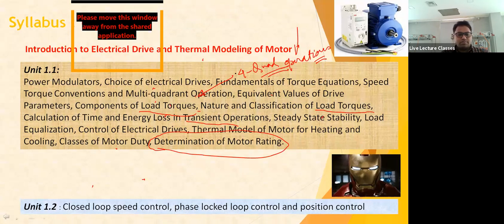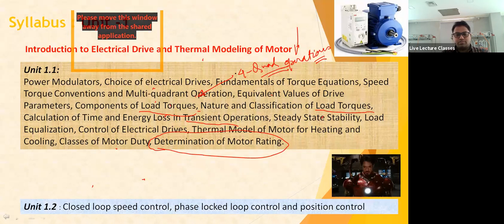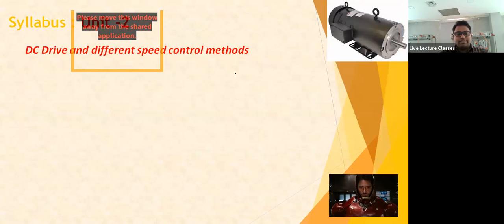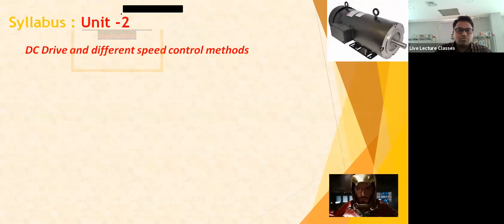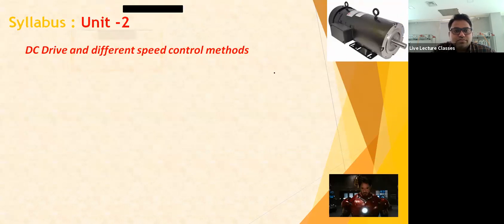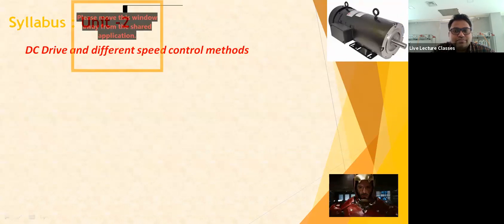Okay, so unit 1.2 is closed loop speed control, phase lock loop, PLL and position control. Now DC drive and speed control method. So syllabus 2 is basically composed of these DC drive topics. You'll be learning how to control the speed and torque of DC motors, specifically DC motors.